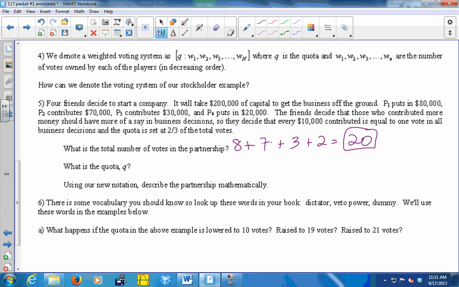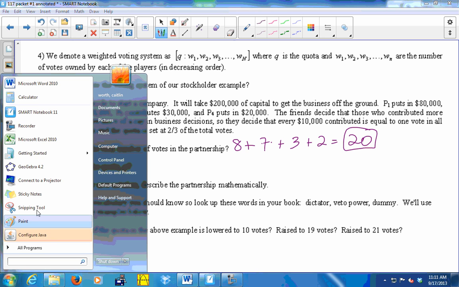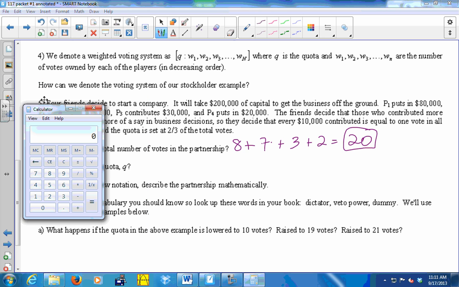And then we're setting the quota at 2/3 of the total. So we have to take 2/3 of 20. What would that be? Somewhere around 6. That might be 1/3. I think that's 1/3. 2/3 would be double it. Yeah. So let's open a calculator, and we'll do 2/3 times 20. So 2/3 times 20, 13 1/3.